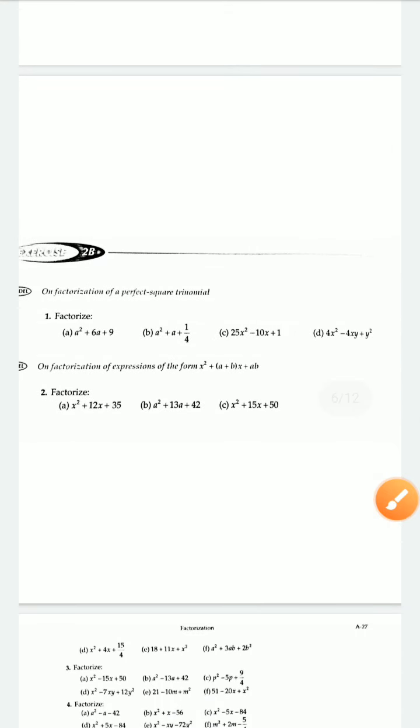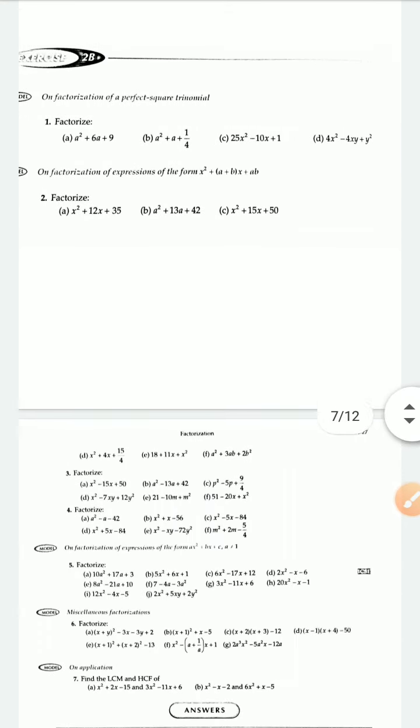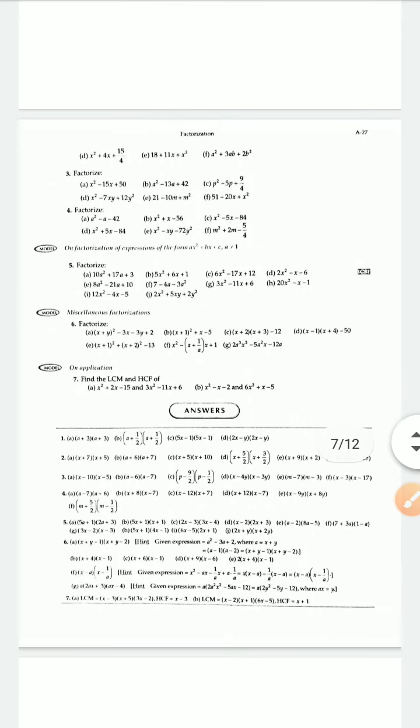Based on the above examples, you can easily solve the given exercise. The answers are also given below so that you can cross-check your solutions.